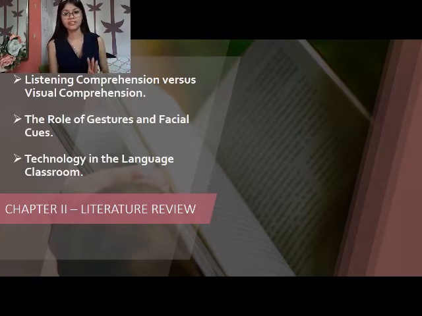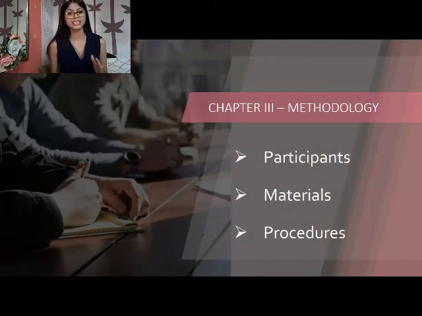Chapter number 2 is about the literature review. In our literature review, we have 3 outlines: listening comprehension versus visual comprehension, the role of gestures and facial cues, and technology in the language classroom. Basically, we wanted to know if students understand better by listening comprehension, visual comprehension, or both, if they prefer gestures, facial cues, or both, and how technology can have an impact while they are acquiring a new language.